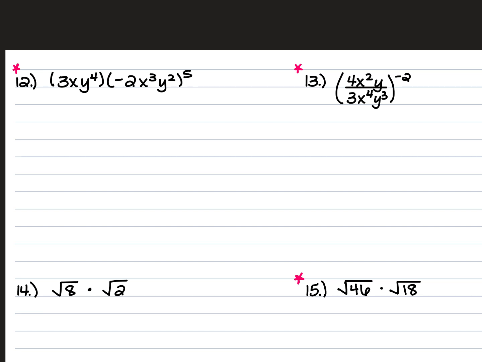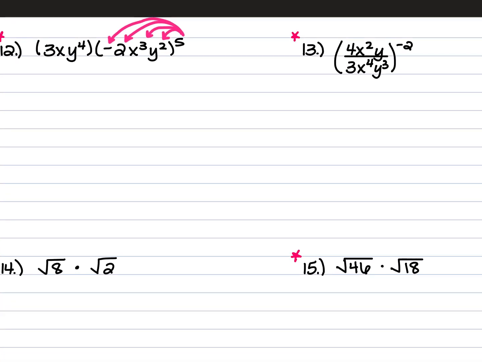So that 5th power is going to go to the y squared, the x cubed, the 2, and the negative 1. The negative in front of that 2 is the same exact thing as saying negative 1 times 2. It needs to go to every single part. So that 3xy to the 4th does not change. You're going to do negative 1 to the 5th power, 2 to the 5th power, x cubed to the 5th power, and y squared to the 5th power.